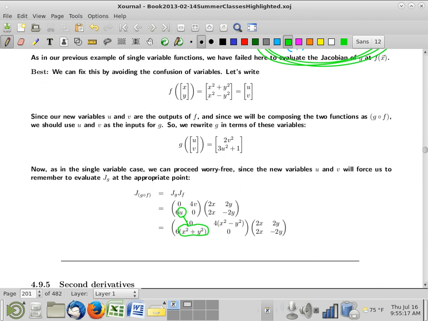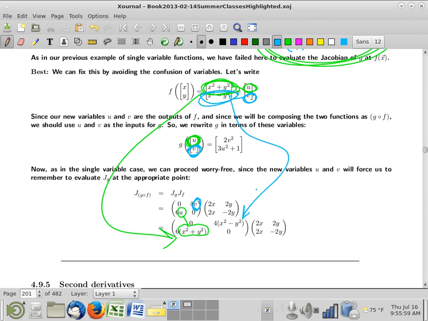Now, how do you know what U is? Well, we chose U to be the first input to G, and therefore it's the first output of F. And therefore that goes there. Everybody see how that works? Okay. Likewise, V, what do I do with that V there? Well, V is the second input to G, therefore it's the second output from F, and therefore it's that, which goes there.